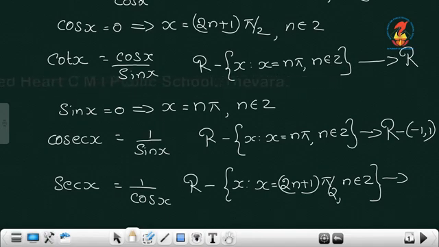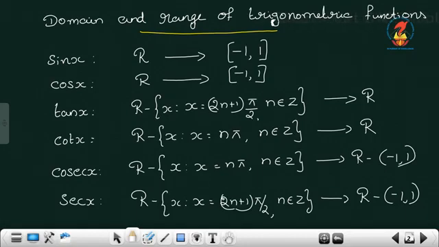Here, 1 by cos x. Cos x range is minus 1 to 1. So 1 by that number is more than or equal to 1, or less than or equal to minus 1. So how do we write it? Range is equal to R minus (minus 1, 1). Okay, so look at this. This you have to write in the notebook.